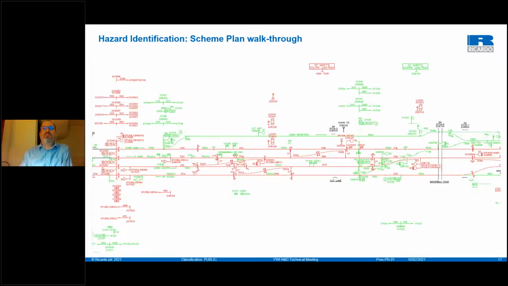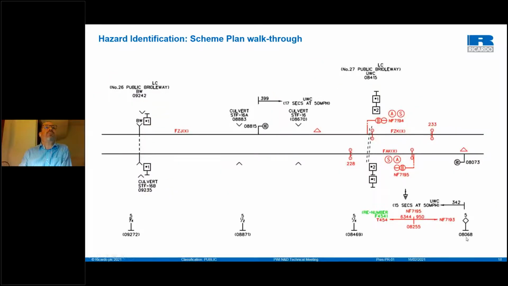Okay, so that's a pretty bewildering diagram, and you can spend a day walking through that, and that's just a small part of a scheme plan for a significant infrastructure change. Okay, even a relatively small change can have impacts.